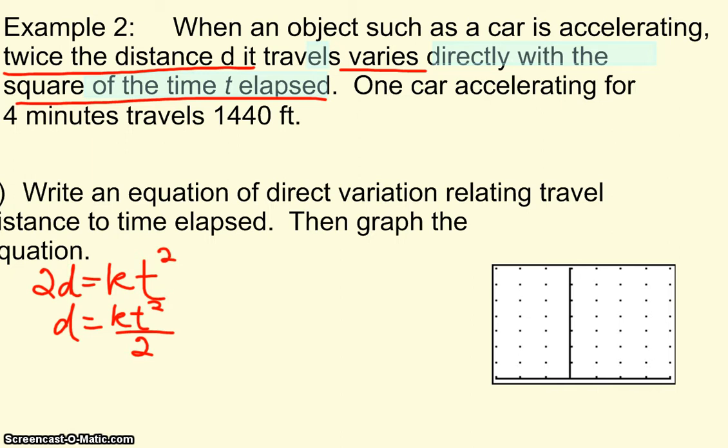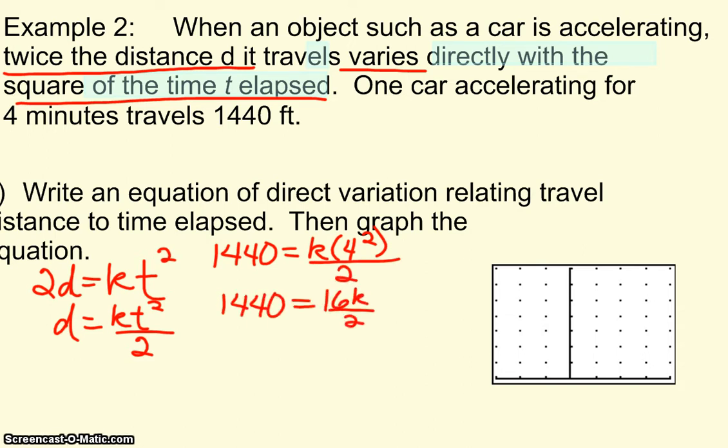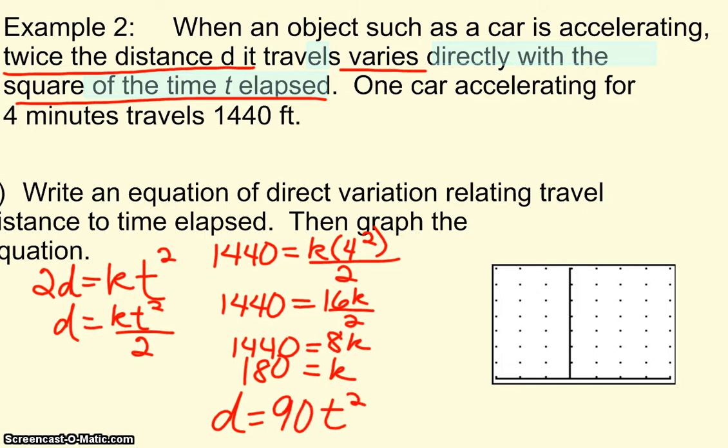So 1,440 equals k times 4 squared over 2, or 1440 equals 16k over 2. 1440 equals 8k, and k equals 180. This means my general formula for this particular problem is d equals 90t squared. How did I get 90? Well, it was 180t squared over 2.